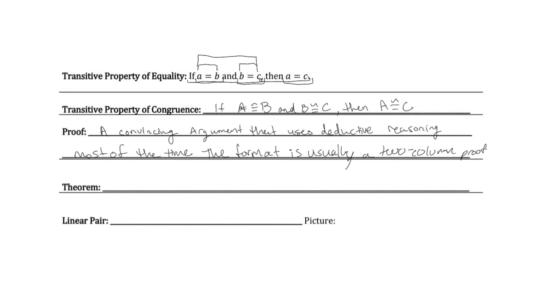All right. Another thing, we're not going to use just properties for proofs. We're also going to use theorems to help us. And a theorem is a conjecture that has been proven to be true. So we can use that as one of our reasons for doing something. Okay, so one of our right things would be a theorem.